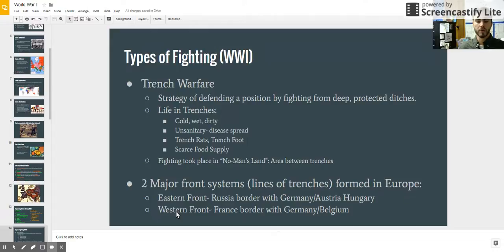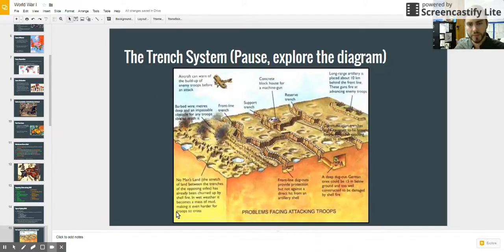It smells terrible. And then you have two sets of these trenches going along France's border in the western front, along the France-Germany border up till Belgium. And then you have the Russian border with Germany on the eastern front. So those are two sets of trench lines that were dug. Take a pause here on the video and look at how the trench systems work.